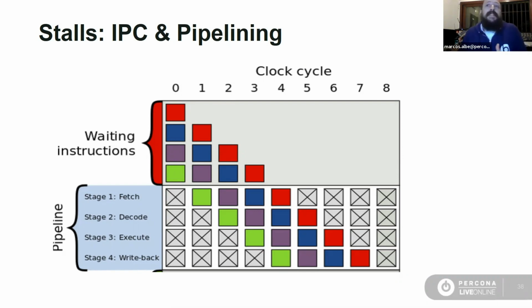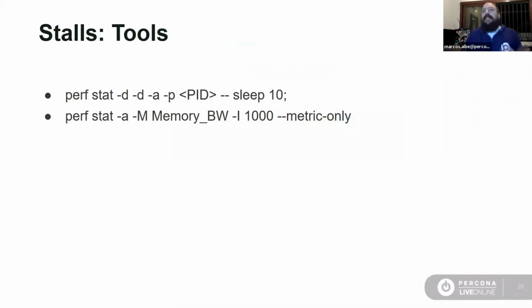This is what's been saving us, along with the level 1, level 2, level 3 cache. And it's very important, and it's actually where the stalls happen. And these are our basic tools to look at stalls.